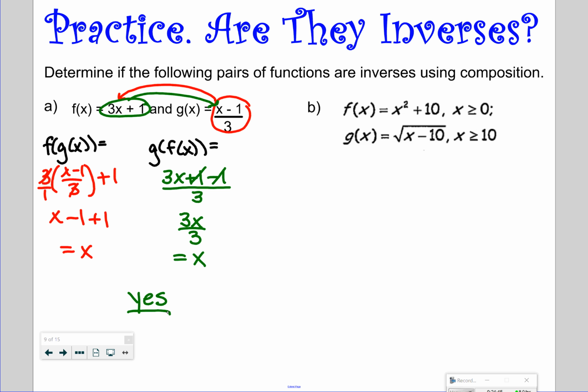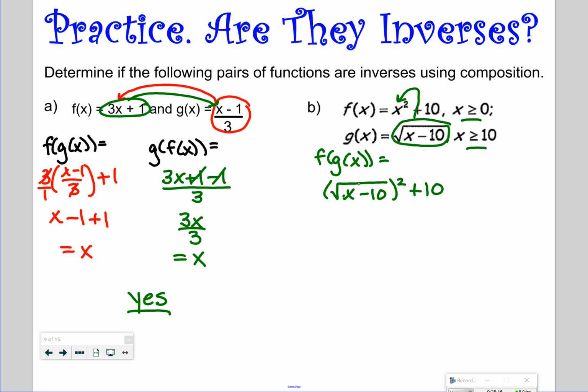Okay, so let's look at the next one. If I want to find, we'll start with f of g of x. So that's plugging g into f. And hopefully you guys notice there's just these kind of restrictions off to the side. That's not really affecting our work here. It's just something that allows us to be able to find inverses. So we're going to plug function g into function f. So that looks like the square root of x minus 10, and that whole thing is squared, plus 10.